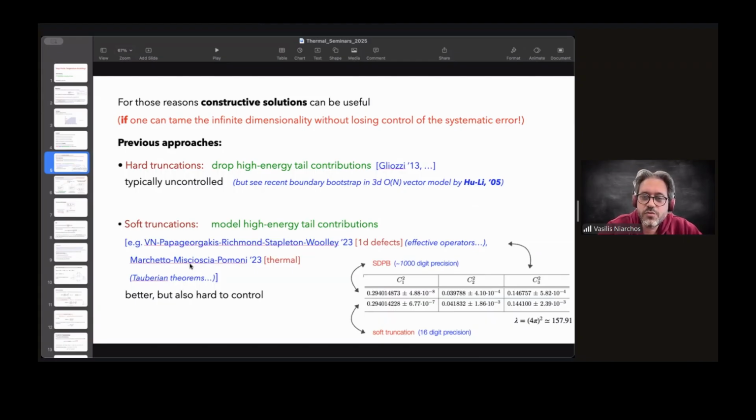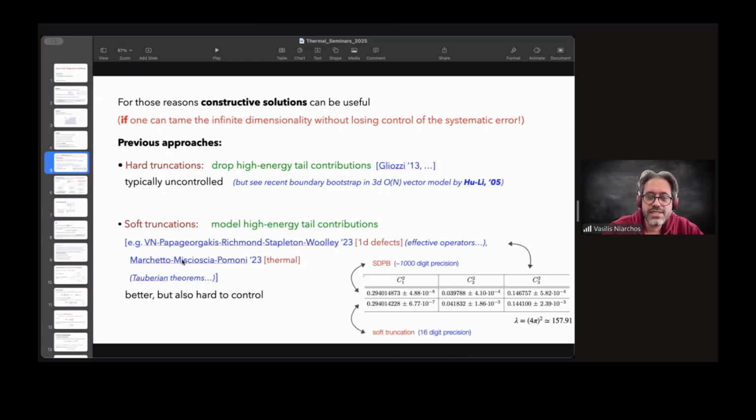And this is what we did for the one defect bootstrap, for the bootstrap of the half BPS Wilson line in N=4 super Yang-Mills theory, in this paper with Kostis and collaborators. There, the idea was to model the high energy tails using what we call the soft tail, modeled through some effective operators. In the thermal bootstrap problem, Enrico, Eli, and Alessio have also essentially implemented the same approach using Tauberian theorems, and they get very nice results.